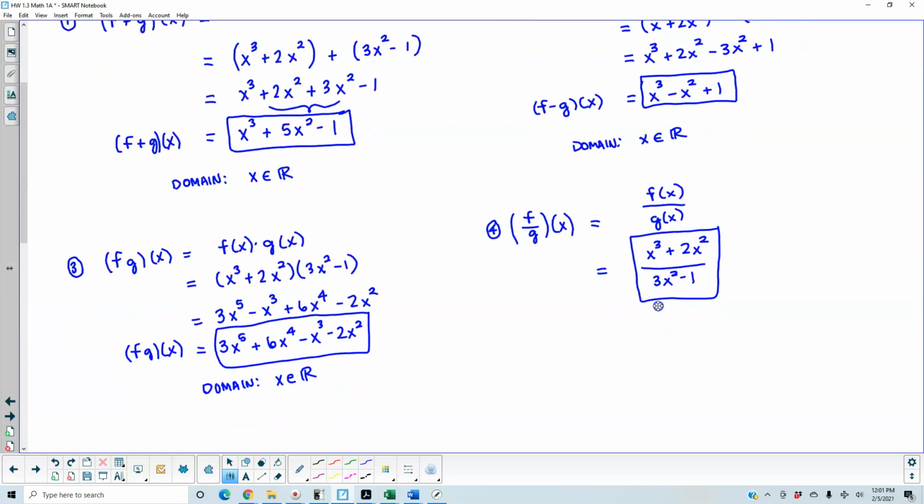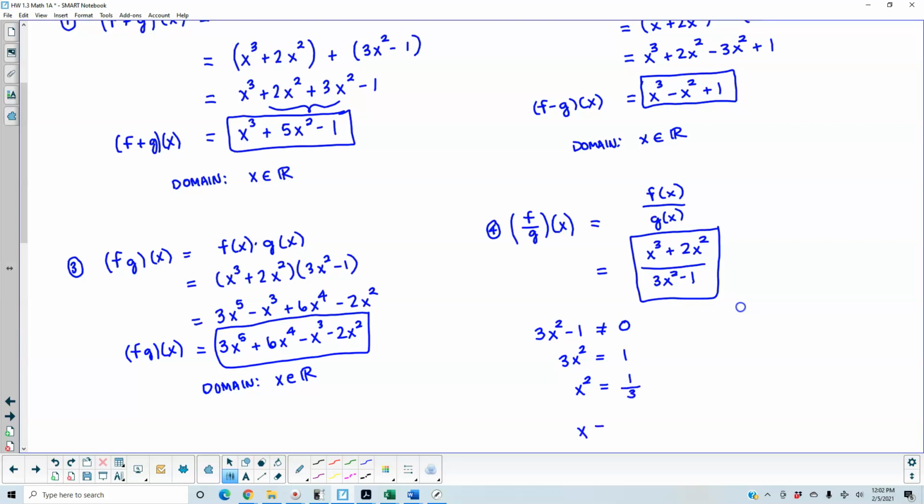However, we do still need to figure out what is the domain of this function. But now that it is a rational function, we need to look at the denominator. And when does the denominator not equal 0? So we need to solve for x. So 3x squared is going to equal 1. x squared is going to equal 1 over 3.